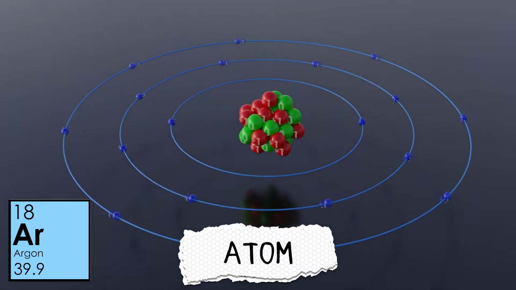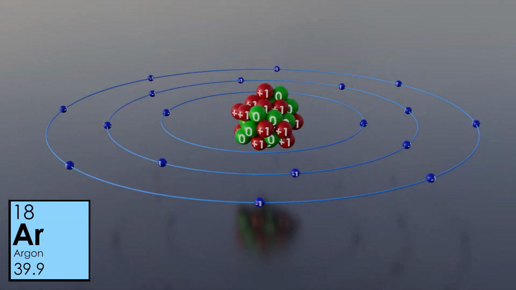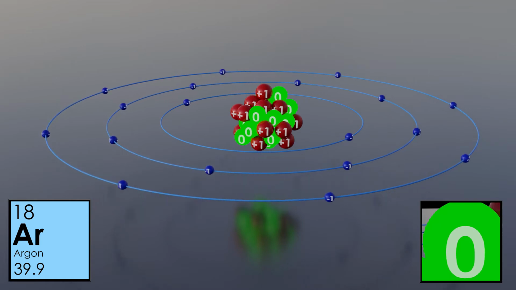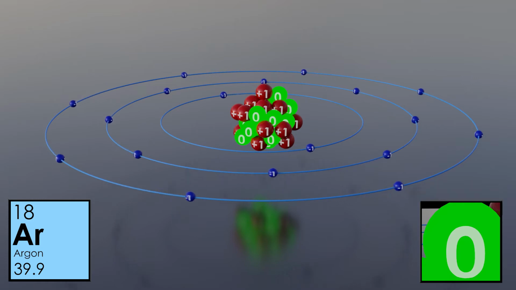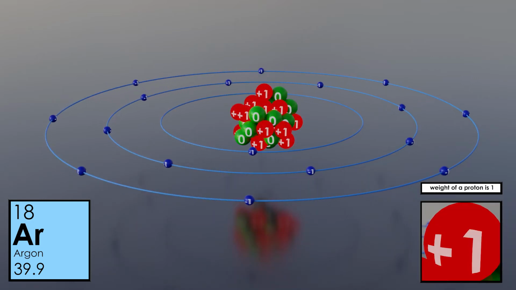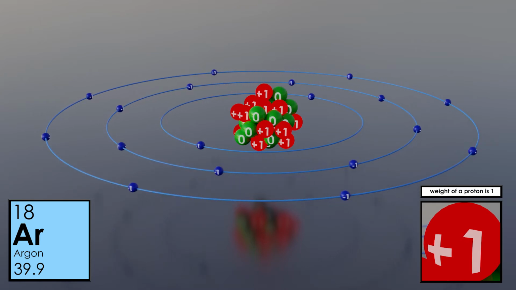Atoms are made up of three components: neutrons, protons, and electrons. To start with, there are neutrons, which hold a neutral charge, so their energy is 0. They are represented by the green spheres. The weight of a neutron is 1. Second of all, there are protons, which hold a positive charge, so their energy is +1, represented by the red spheres. The weight of a proton is also 1.